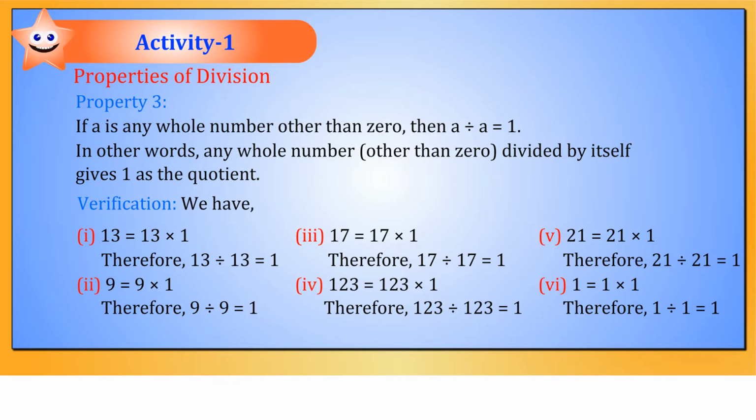Fifth, 21 equals 21 into 1. Therefore, 21 divided by 21 equals 1. Sixth, 1 equals 1 into 1. Therefore, 1 divided by 1 equals 1.